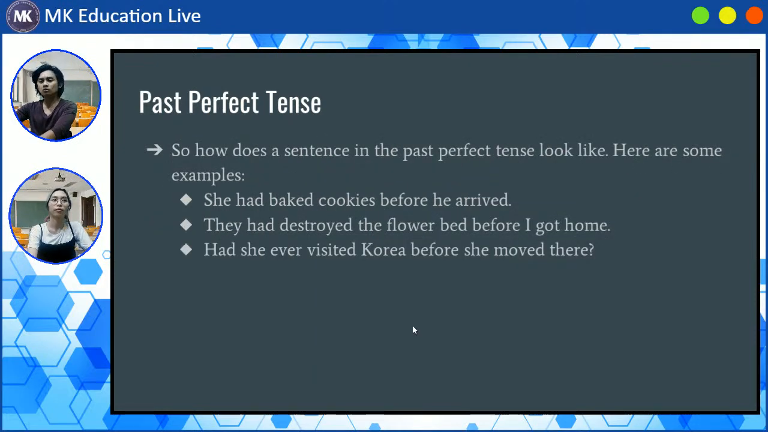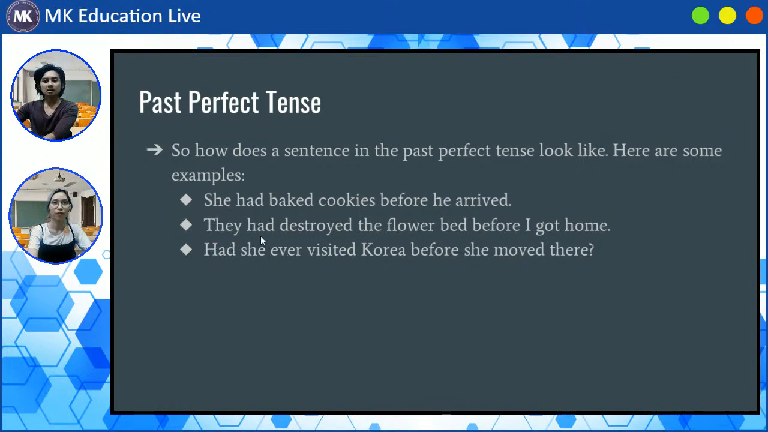So how do you actually form a sentence in the past perfect tense? Here are some examples. She had baked cookies before he arrived. So this explains that she, the subject of our sentence, was baking cookies sometime in the past before he arrived. So she had already finished baking when he arrived.